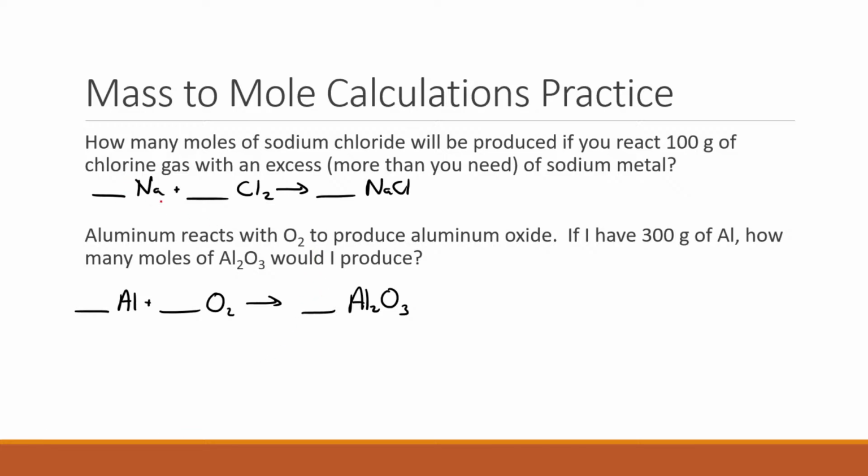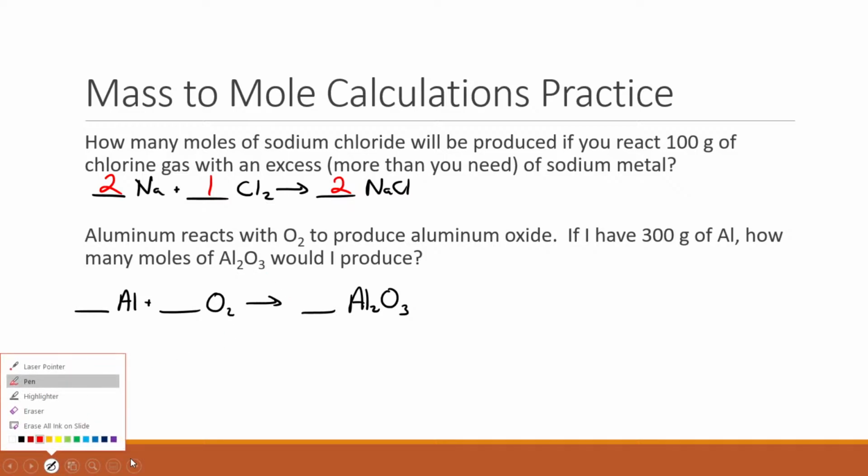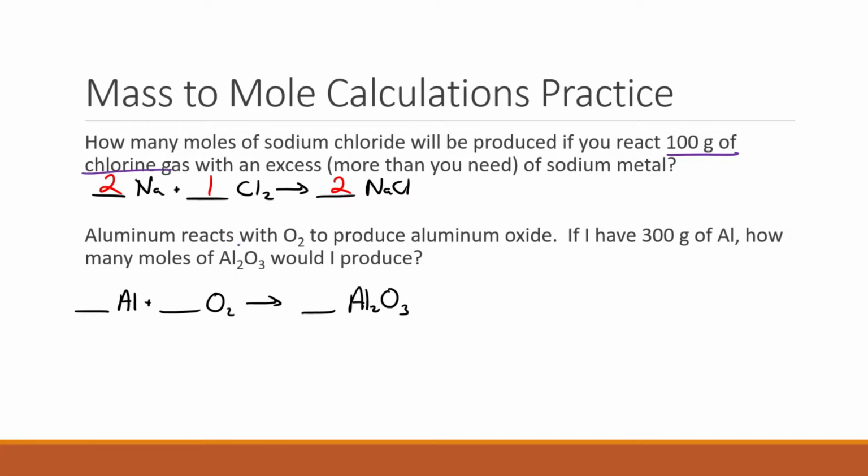Here we look: 1 sodium on the left, 1 sodium on the right. 2 chlorines on the left, 1 chlorine on the right. We've got to fix that. So we put a 2. 2 chlorines, 2 chlorines, 2 sodiums, 2 sodiums. Equation balanced. Then we take a look at our question: 100 grams of chlorine gas.